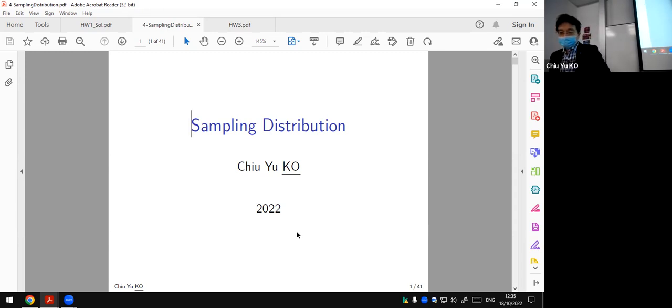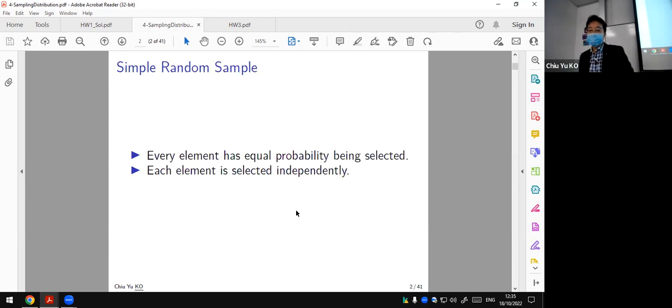The first thing we learned, I think last class, is the simple random sample. It is simple in the sense that every element in the population is chosen with equal probability. And the choice of the sample is independent, in the sense that choosing one element doesn't tell me whether another element is chosen. This seems very simple, very easy, that's why it's called a simple random sample.